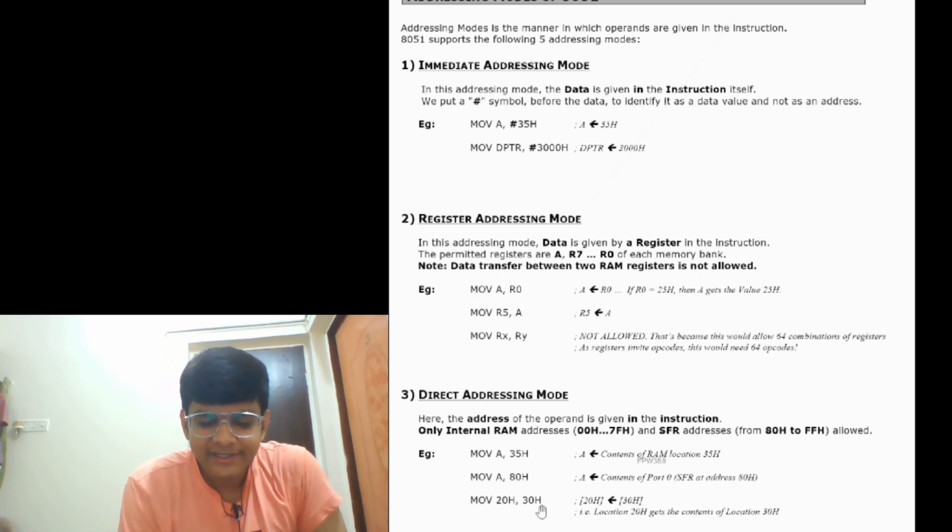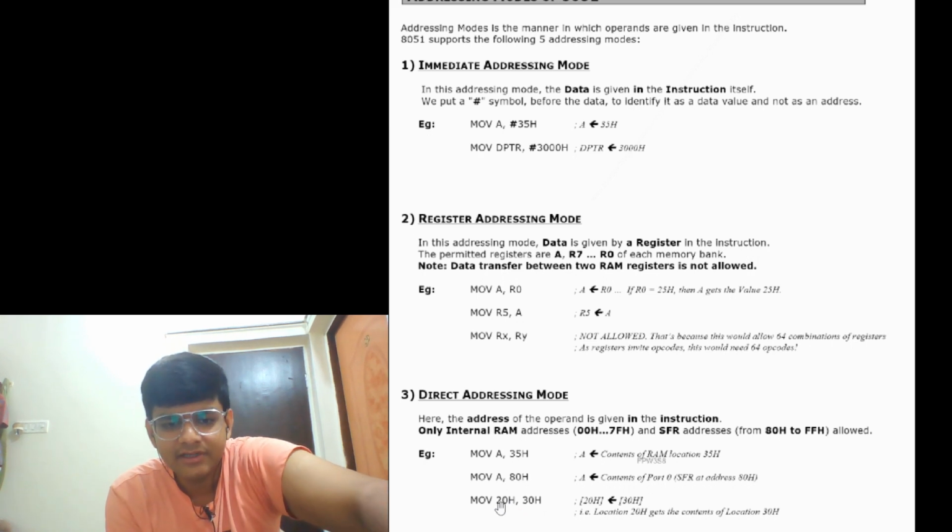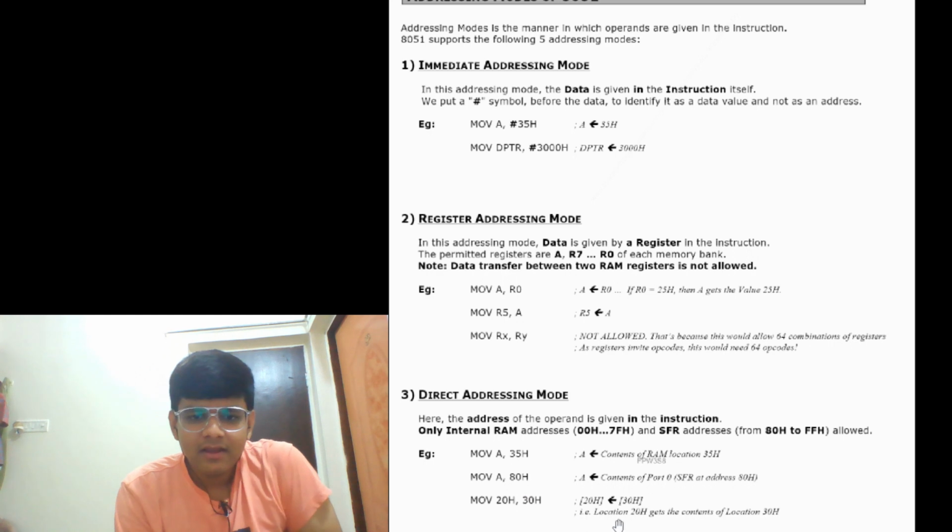MOV 20H, 30H. Here 30H is the source. Always the first one written is the destination and the next one written is the source. So location 20H will get the contents of location 30H. I hope you understand what I'm trying to explain.